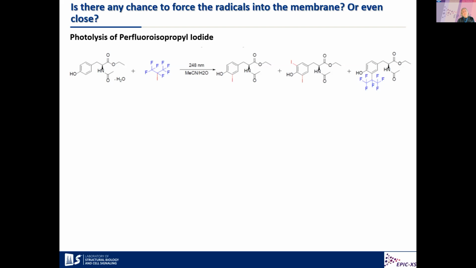Michael Gross had some very clever ideas, and I think he had more than three, but I will show you just three of them. First, he decided to use perfluoroisopropyl iodide, which is dissociated by the laser to form perfluoroisopropyl radicals, but these radicals don't modify the protein at all. Instead, the iodine radical modifies the aromatic residues. In this case, you can see single and double modification of the tyrosines.